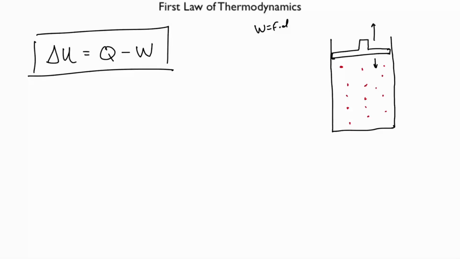So here's one of the big gotchas where chemistry and physics differ. Work is positive when the system does work on its surroundings. Work is positive if the piston goes up. So that's what physicists call positive work. Chemists do exactly the opposite. For a chemist, positive work is if the piston gets pushed down.